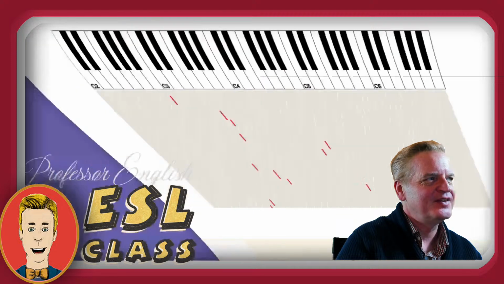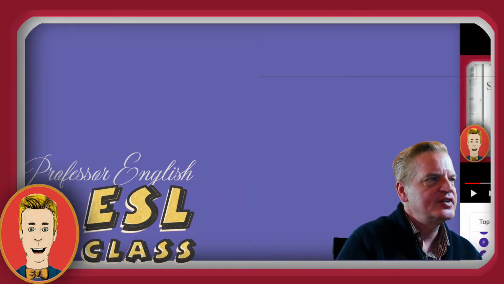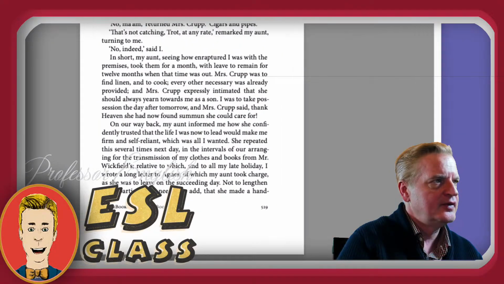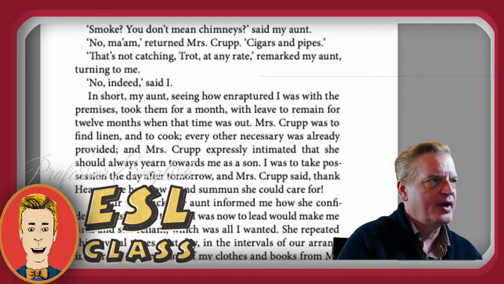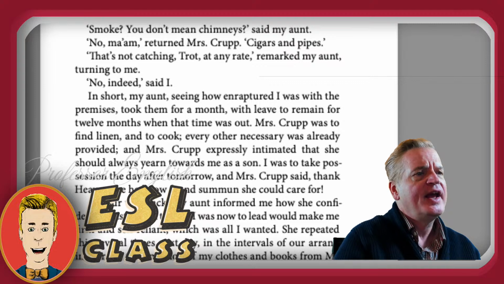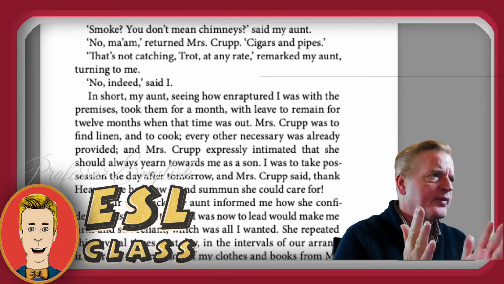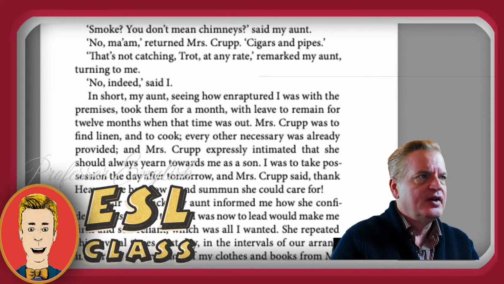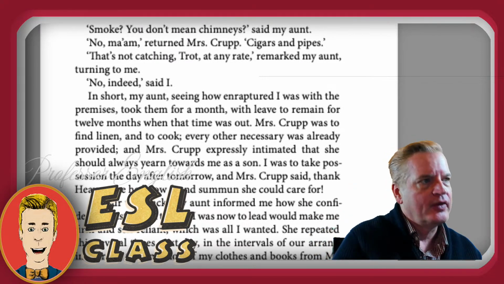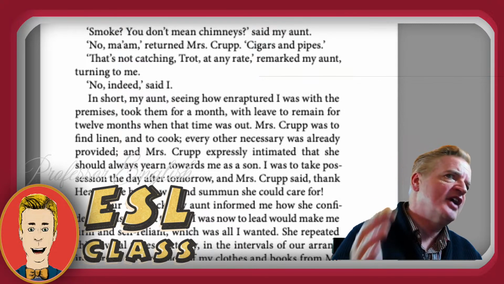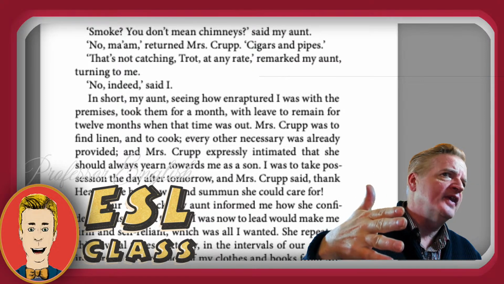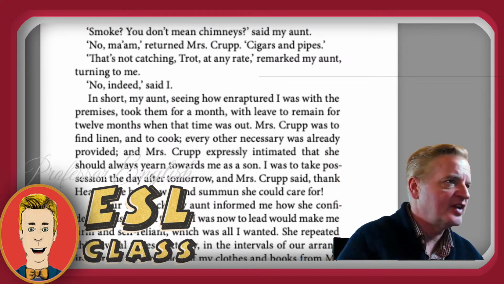Okay, let's read the entire phrase that we have and focus on the pronunciation of those short and long I's, but also on the intonation, the music of the sentence, which is going up, down, up, down, up, down. And they kind of have equal time. In short, my aunt, seeing how enraptured I was with the premises, took 'em for a month. You see, and that's like the natural music of English. So if you're not following that pattern, then that's part of what you would call your accent.